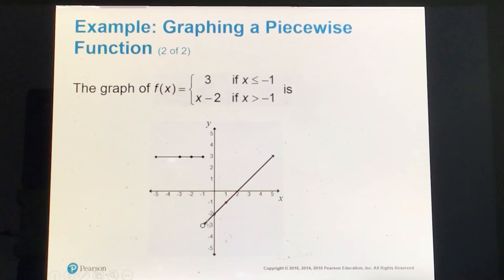But you notice something. This is a closed circle, and that's an open circle because of the vertical line. You remember the vertical line test for a function? The vertical line will only go through one point. So that's important with piecewise functions. If you have a closed circle here, you have an open circle down here, so that the vertical line will only go through once.